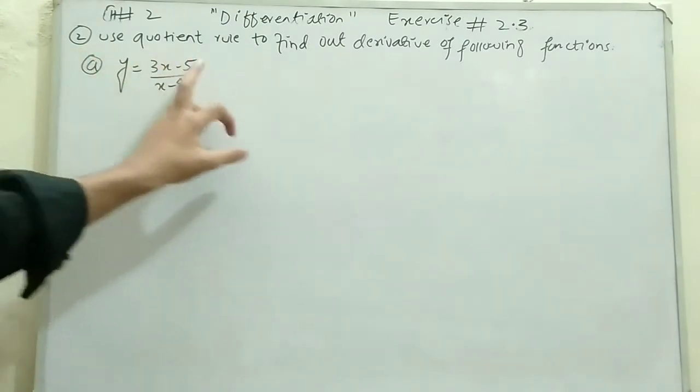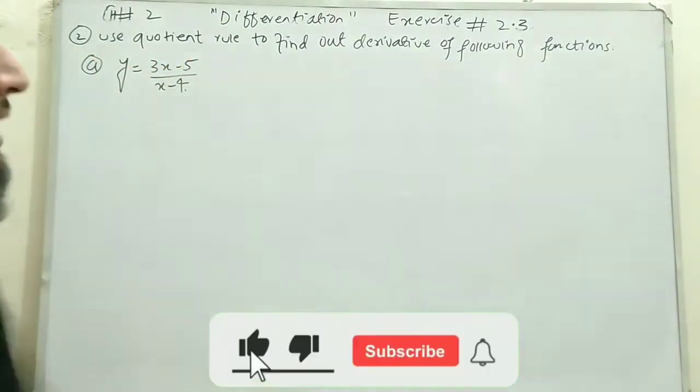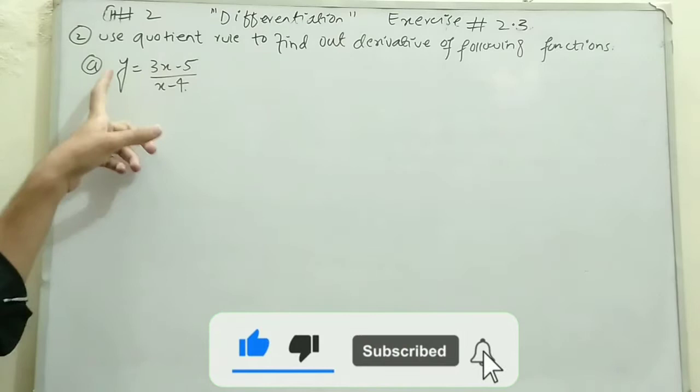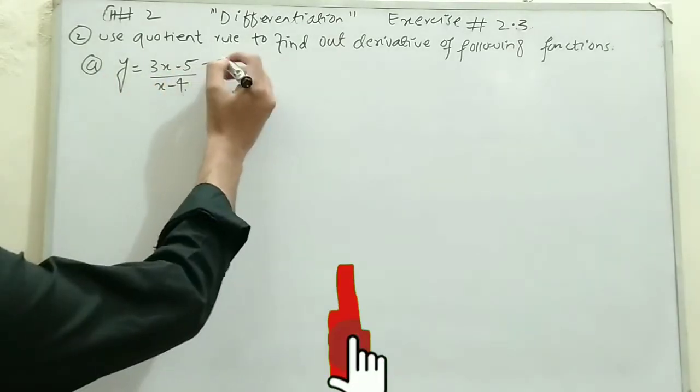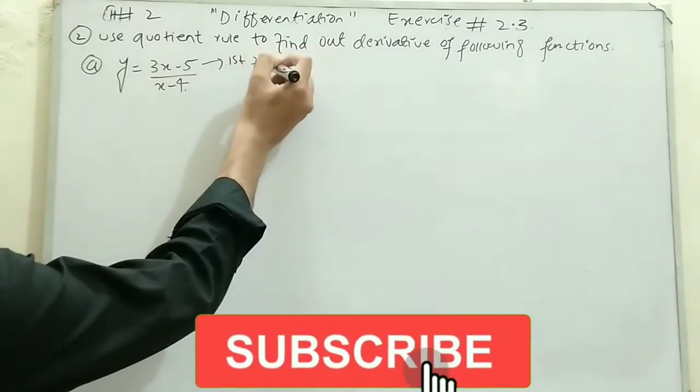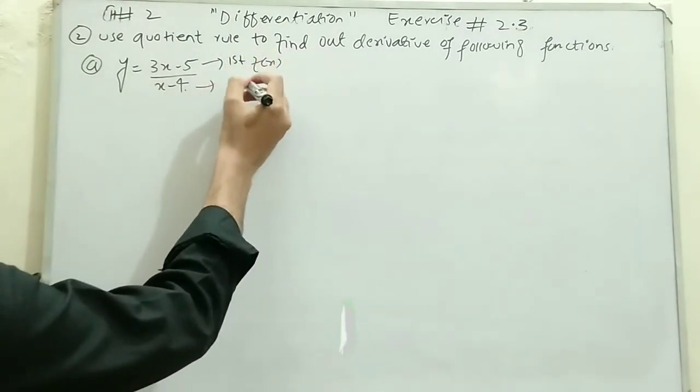So let's move toward part number A. The question tells us to use the quotient rule to find the derivative of the following functions. Part A is a function y is equal to 3x minus 5 divided by x minus 4. Let's suppose this is the first function f of x. And after this, let's suppose this is the second function g of x.